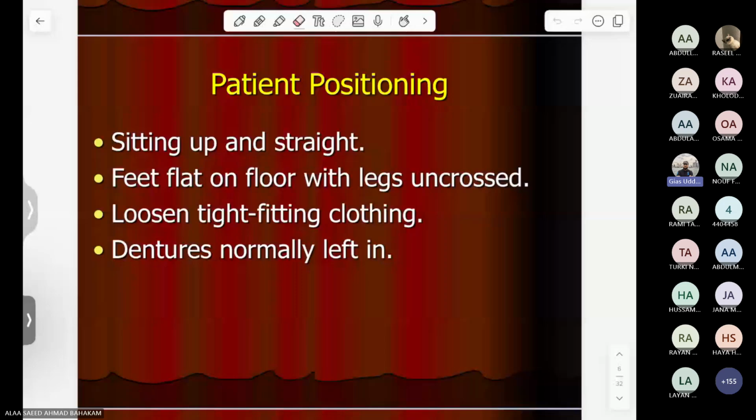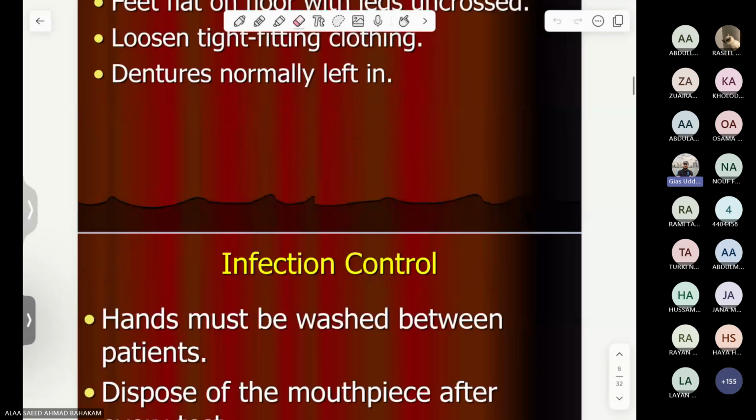Loosening of tight fitting clothing. So if he has a tight shirt, it has to be loosened. And dentures are normally left in. Okay, so these are the patient positioning.